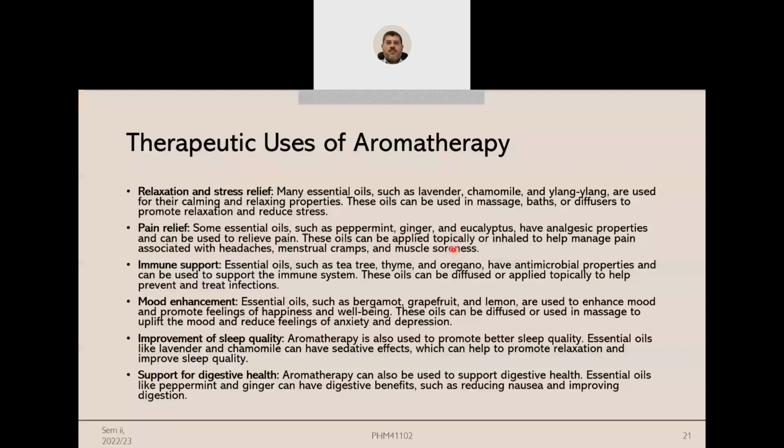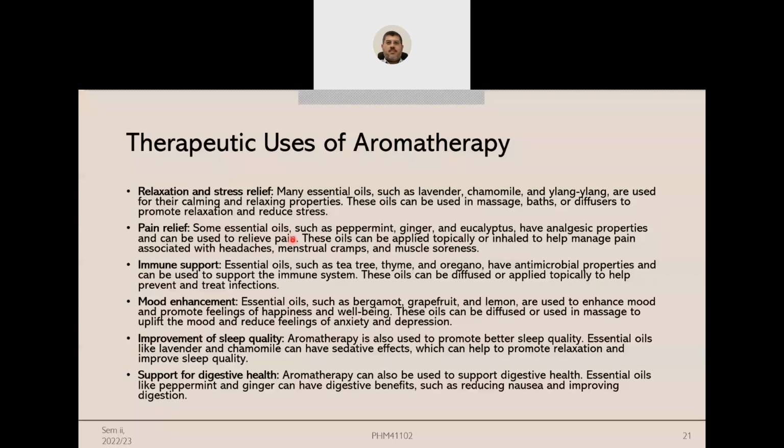For pain relief, a lot of oils like peppermint, ginger, and eucalyptus have analgesic properties and can be used to relieve pain. You see already, like tiger balm and this Chinese medicine, you may have a mixture of eucalyptus with thymol and menthol. It is very effective for pain relief, muscle pain especially, and joint pain, right? So they can be applied topically or inhaled to help manage pain associated with headaches, menstrual cramps, and muscle soreness.